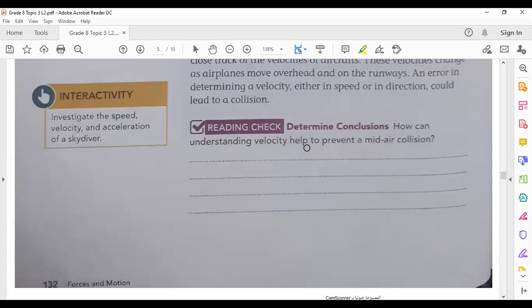We could prevent areas that have a high percentage of collision. Simply, by knowing the velocity of airplanes, velocity meaning their speed and their direction, we know if they are heading toward each other or not. Yes, thank you, Leith. That's right. So by knowing the velocity, we can know their direction and speed, so we can avoid accidents or mid-air collisions.